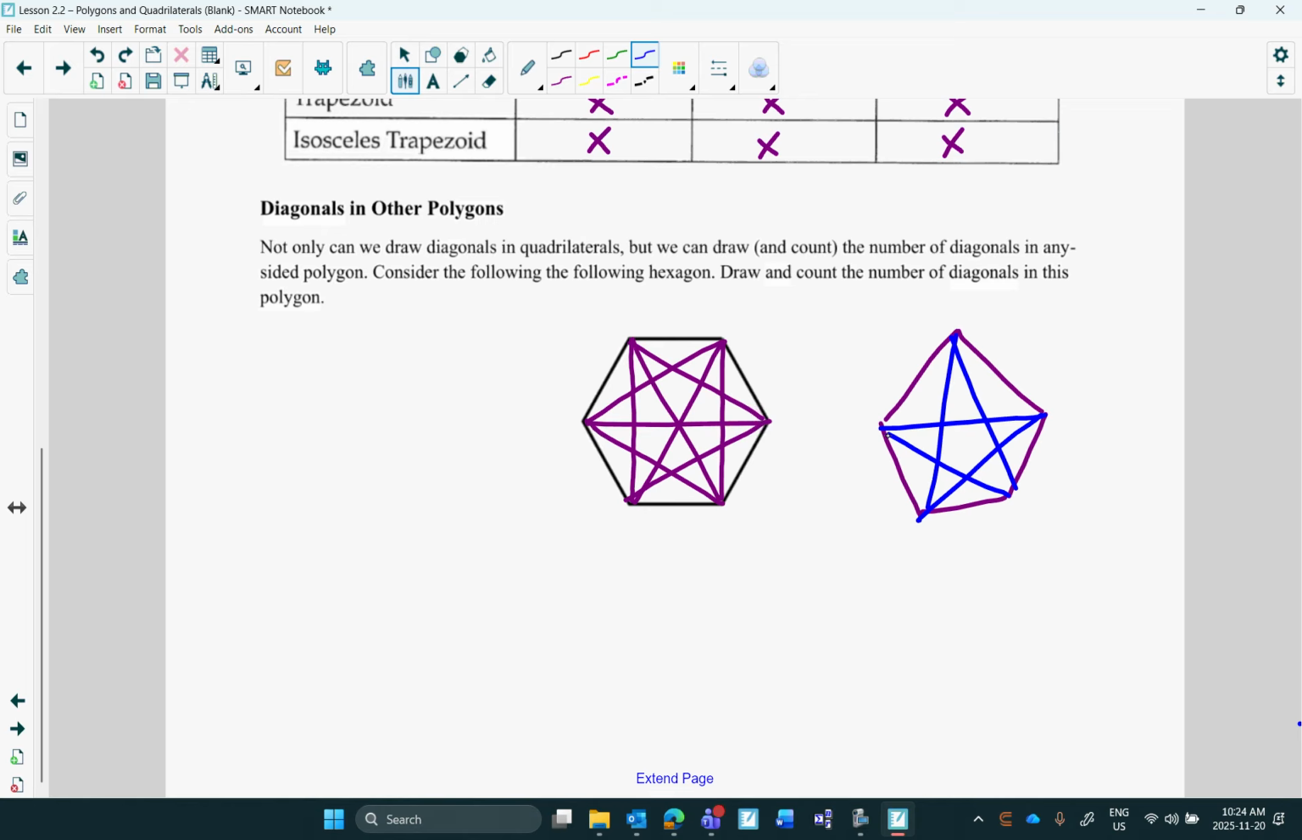So the question is, how many diagonals can I draw? Well, in this one, I was able to draw 3. In this one, I'm going to have to do it again. 1, 2, 3, 4, 5, 6. Already did that one. 7, 8. Already did that one and that one. 9. I was able to draw 9 diagonals.